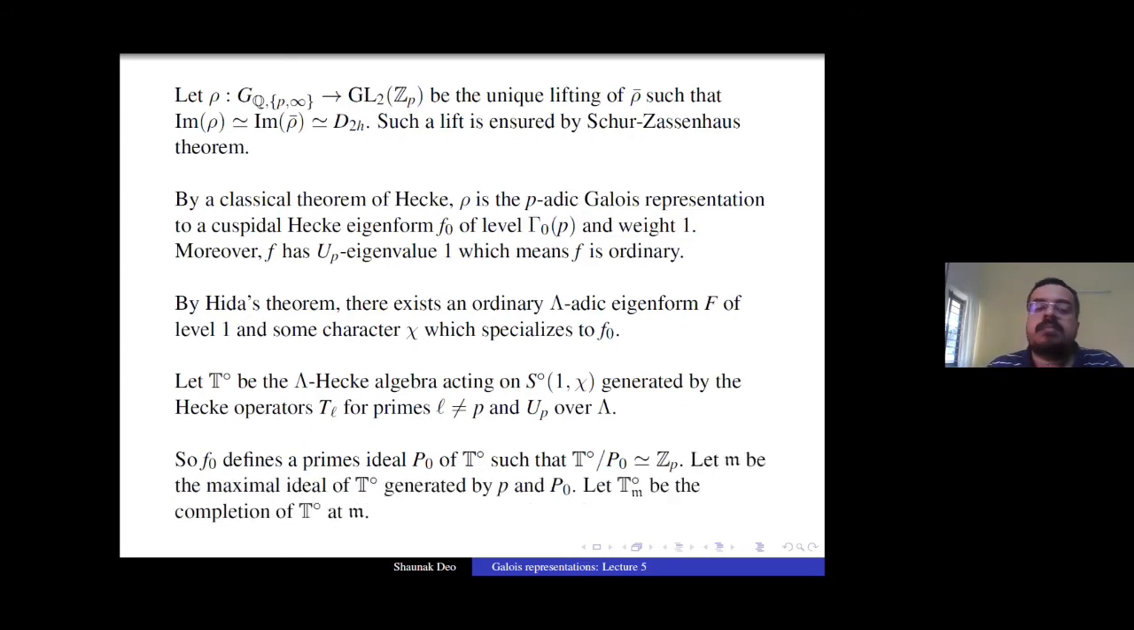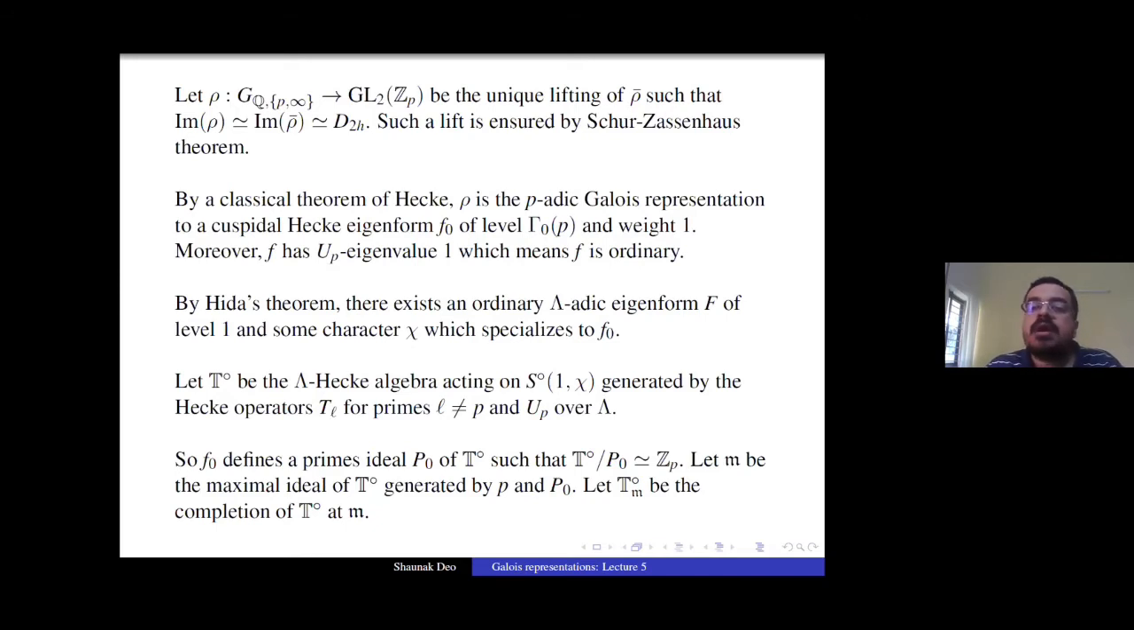And we let M be the maximal ideal of T circ, which is generated by P and P naught. And we let TM circ be the completion of T circ at M. So this is the Hecke algebra we want to work with. We cannot just work with T circ because we want to compare it with the deformation ring. And first of all, we should have some Galois representation over it. And for that, we have to first make it into a CNL WF algebra, or CNL ZP algebra in this case. Otherwise, we cannot compare it meaningfully with our deformation ring. And for that, we have to choose a maximal ideal and completion. And this is the natural maximal ideal to choose, because we need a lift of the residual representation.